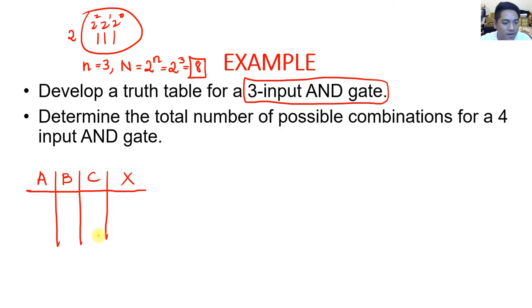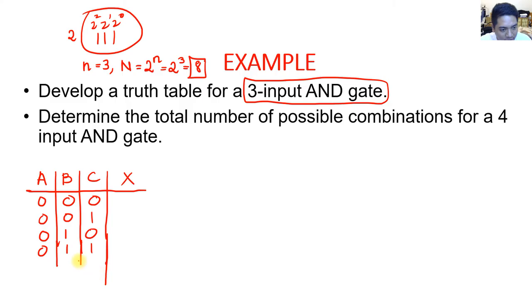So, I'm going to try first. Let's start with the decimal number 0. We have 8 inputs, 0 to 7. So you have 0, 0, 0. The next one is 0, 0, 1 because we have 1 only here. And the second one is 0, 1, 0 for 2. How about for 3? We have 0, 1, 1.